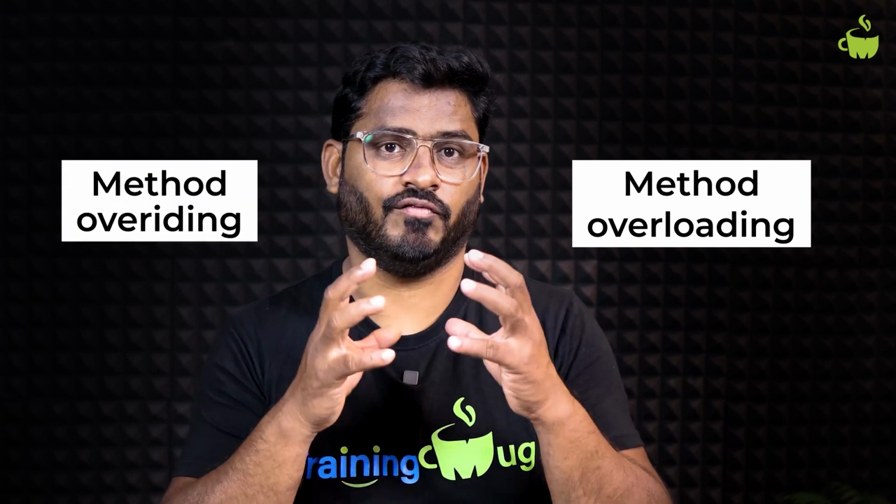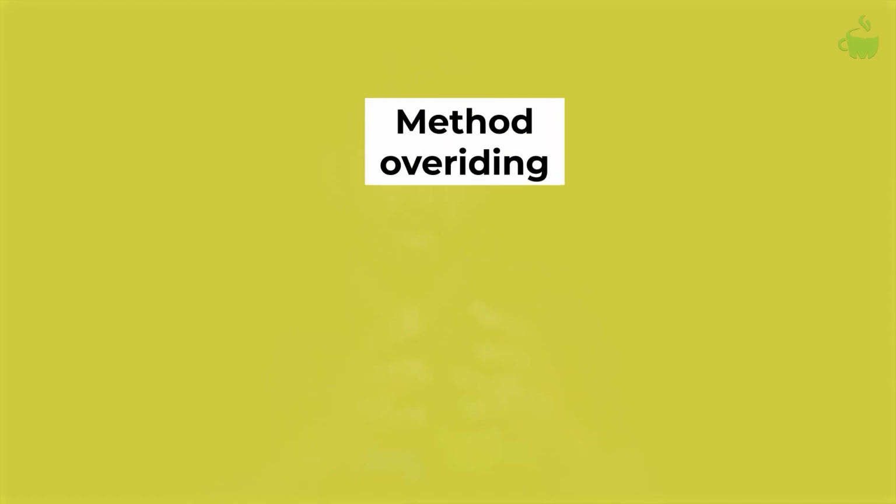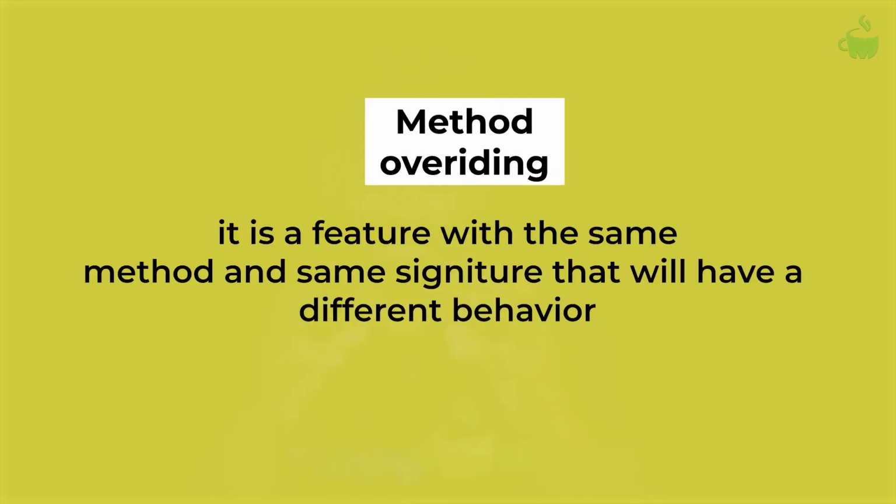So first we understand what is method overloading. The same method having different behaviors by changing its signature is called method overloading. Method overloading can be implemented within the same class or within the derived classes. Method overriding is a feature where the same method with the same signature will have a different behavior, and that will be implemented only in the derived class. Now let us understand how we implement method overloading and then method overriding programmatically.